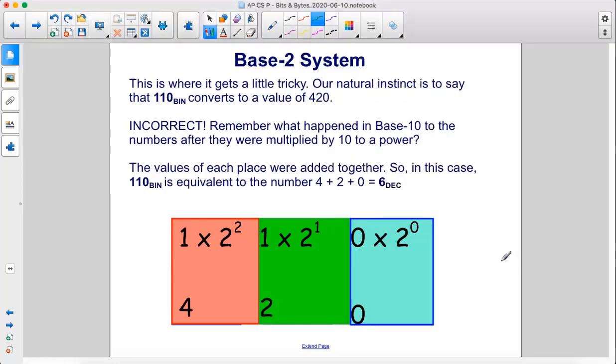This is where it gets a little tricky. Our natural instinct is to say that 110 BIN converts to a value of 420. That is incorrect. Remember what happened in base 10 to the numbers after they were multiplied by 10 to a power? The values of each place were added together. So in this case, 110 BIN is equivalent to the number 4 plus 2 plus 0, which would be 6 in the base 10 number system.